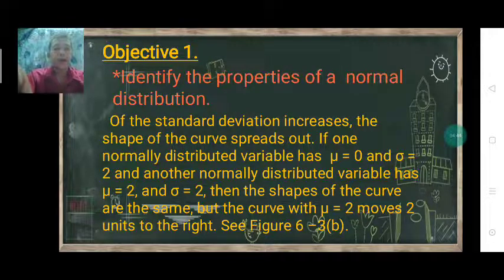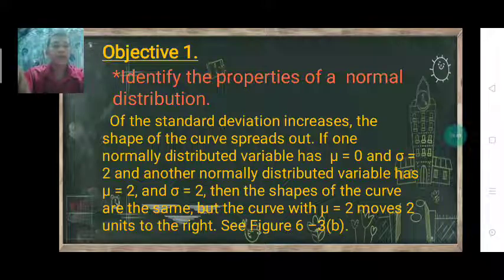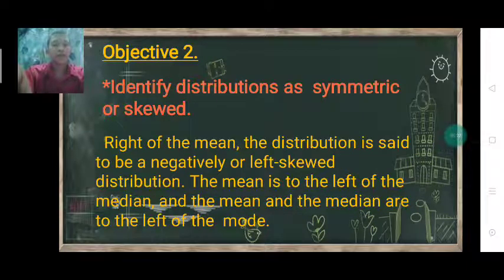Objective 1. Identify the properties of a normal distribution. As the standard deviation increases, the shape of the curve spreads out. If one normally distributed variable has mean equals 0 and sigma equals 2, and another normally distributed variable has mean equals 2 and sigma equals 2, then the shapes of the curves are the same, but the curve with mean 2 moves 2 units to the right. See Figure 6-3b.